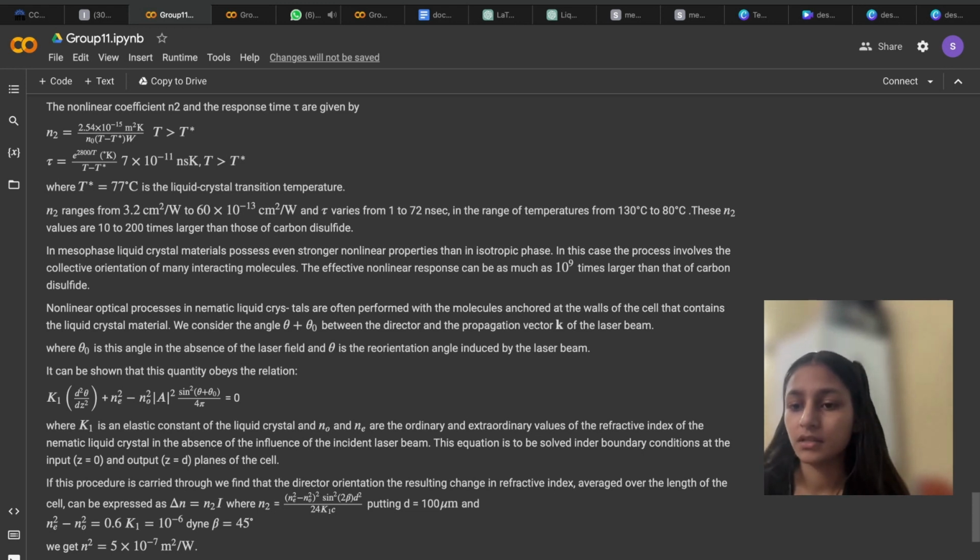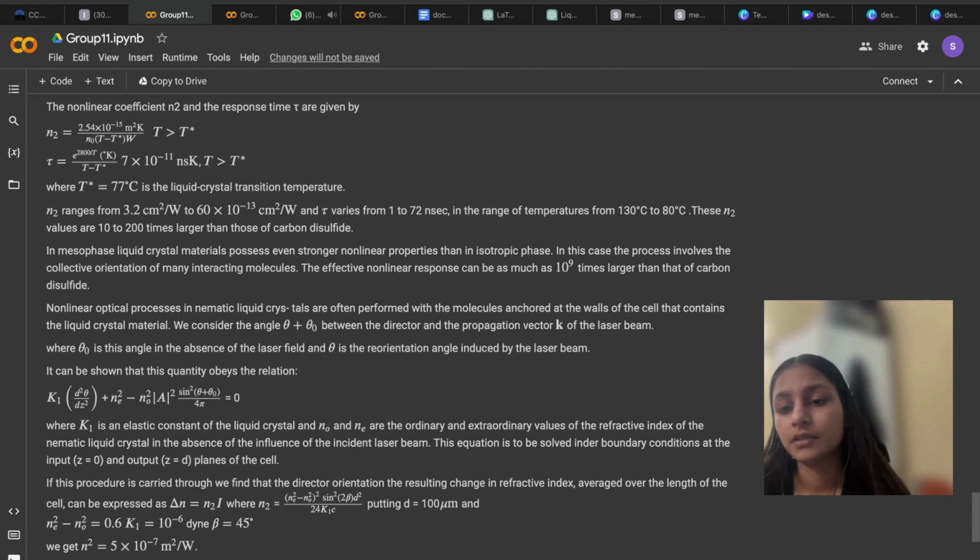The enhancement in nonlinear optical properties in the mesophase is truly remarkable. It's not just a modest improvement, but can be as much as 10 raised to the 9 times larger than that observed in other materials like carbon disulfide. This extraordinary amplification makes mesophase liquid crystals an invaluable resource for a wide range of optical applications.